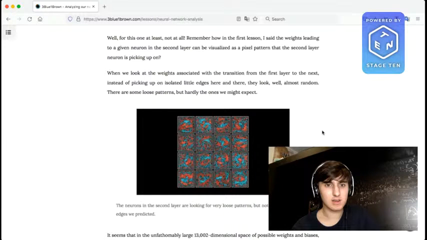Exactly. It seems that in the unfathomably large 13,000-dimensional space of possible weights and biases, the network found itself a happy little local minimum that, despite successfully classifying most images, doesn't exactly pick up on more generalizable patterns. To really drive this point home, watch what happens when you input a random image. Looks like a 5 to me.